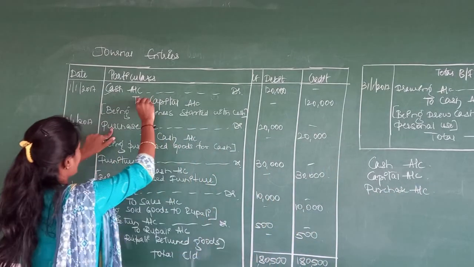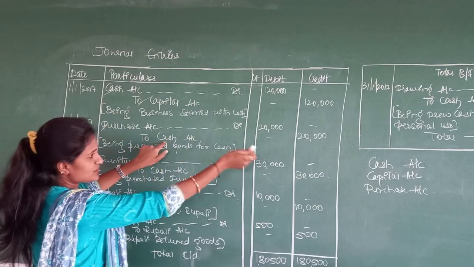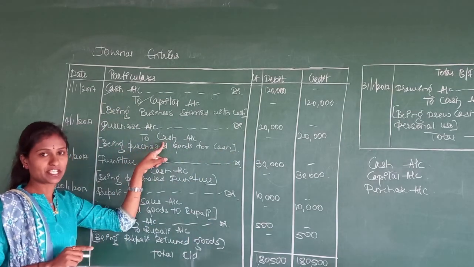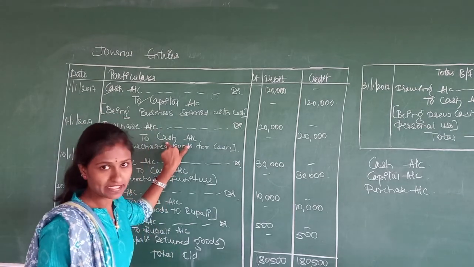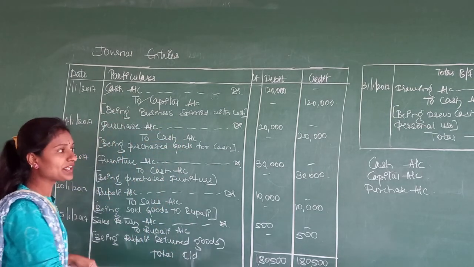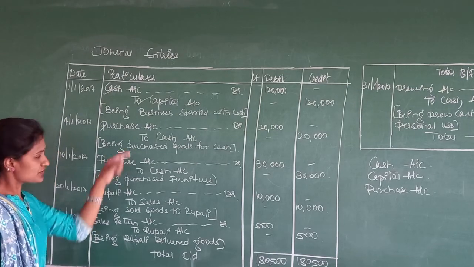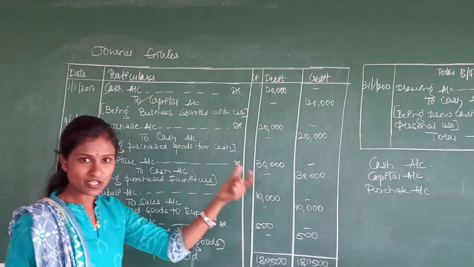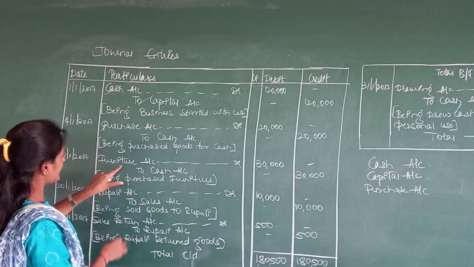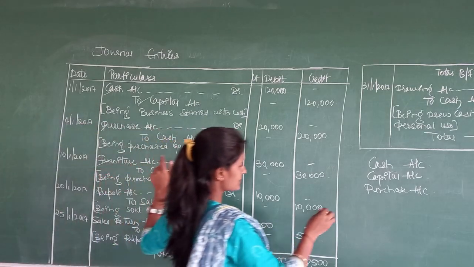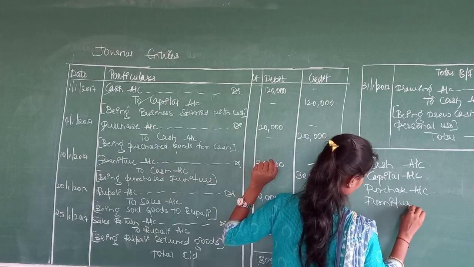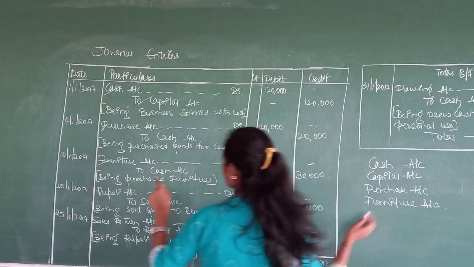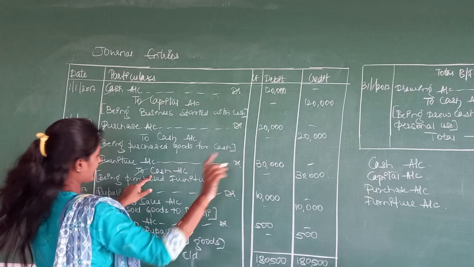Yes, cash, capital, purchase; I told you about cash earlier. So this is a point I need to tell you: once you have put an account, you won't repeat that account. Yes, so this is for posting to the ledger account. So journal entries, we need to post to the ledger accounts. So see here, again furniture is new, so we'll write furniture account. Next, cash is already done, cash account is done.